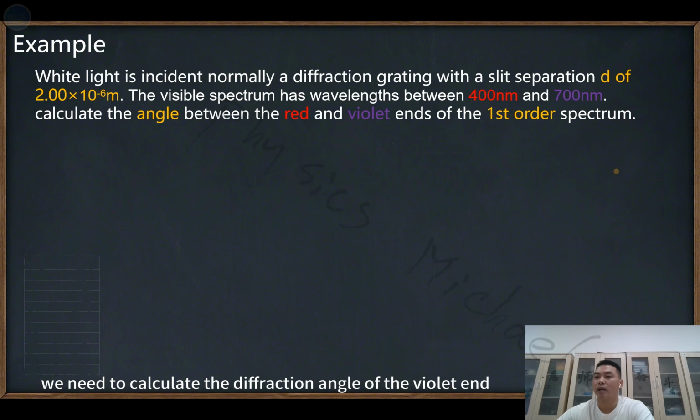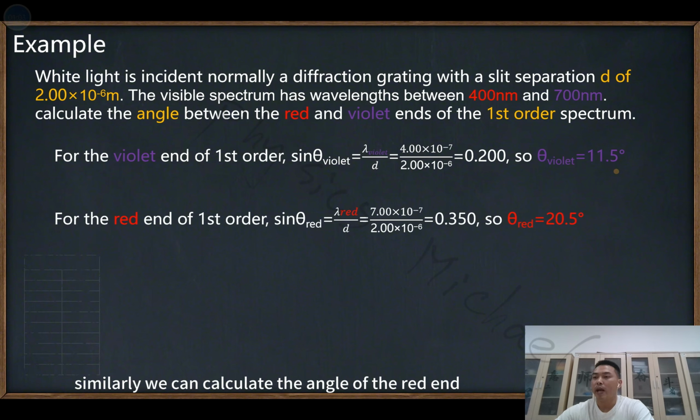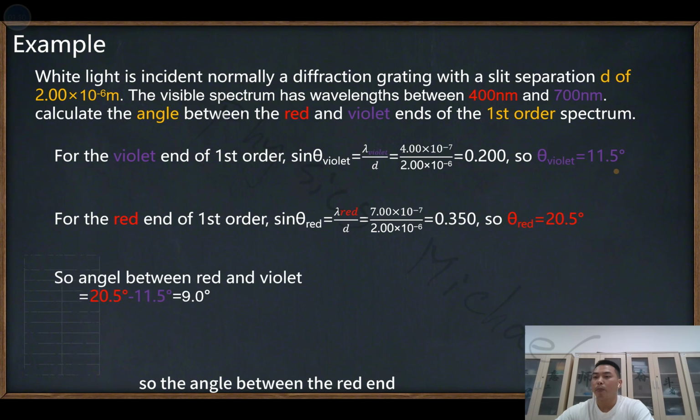We need to calculate the diffraction angle of the violet end and the red end, respectively, using the diffraction equation n lambda equals d sine theta. For the violet end of the first order, sine theta equals the wavelength of the violet end divided by the slit separation. Substituting the values, we get the angle of the violet end is 11.5 degrees. Similarly, we can calculate the angle of the red end using the equation and quantities, and we get the angle of the red end is 20.5 degrees. So the angle between the red end and the violet end is 20.5 minus 11.5, which equals 9 degrees.